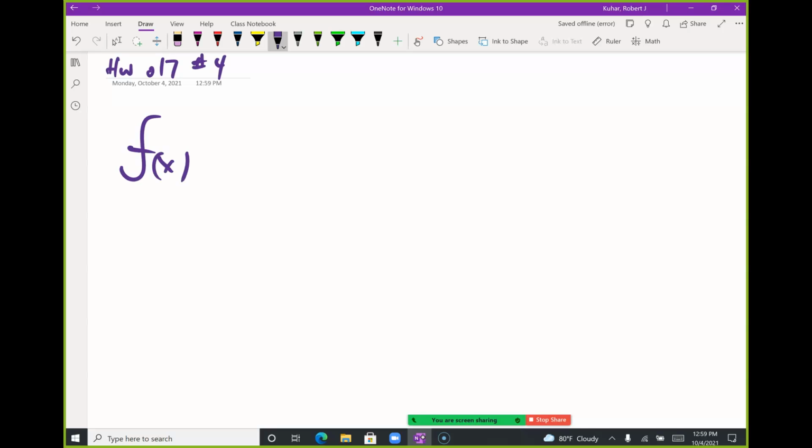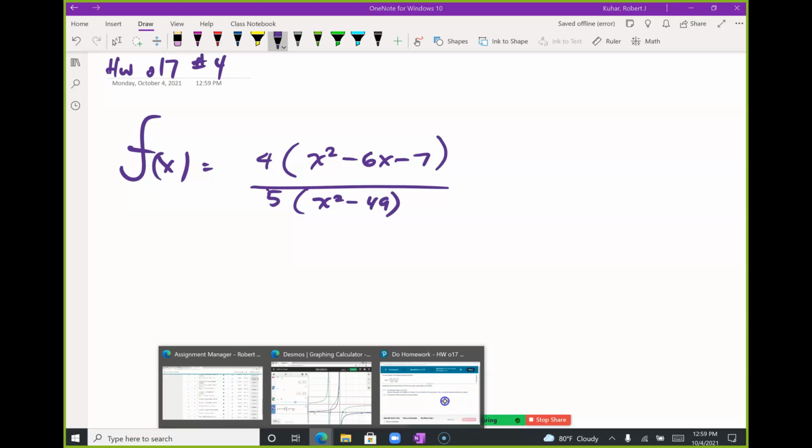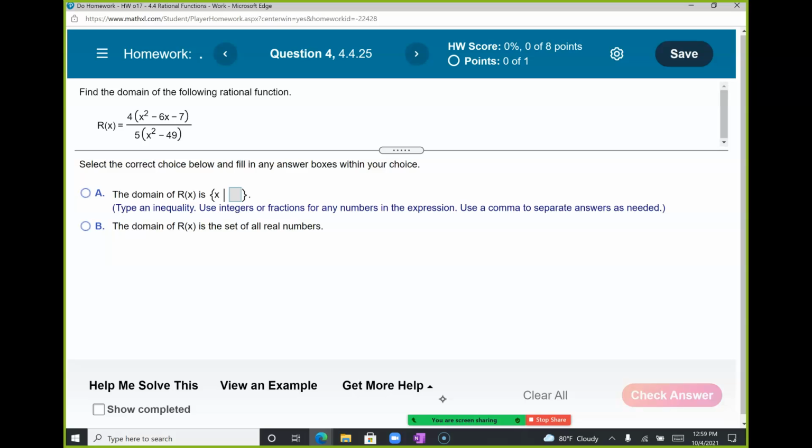So I've got f of x equals, and my numerator, oh boy, I can't see it, x squared minus 6x minus 7, I think. I took a picture, but it's blurry, over 5 times x squared minus 49. Just let me double check it. Yeah.